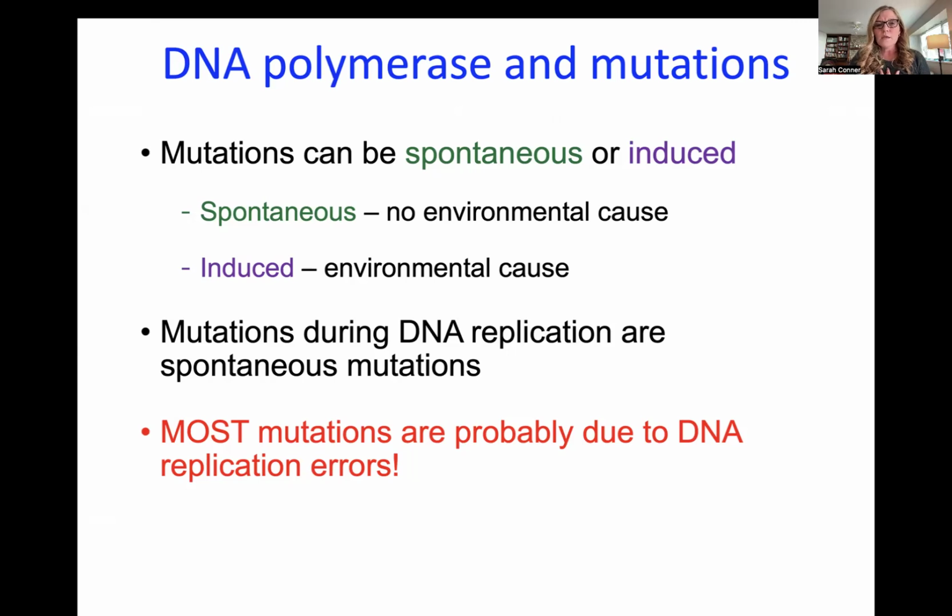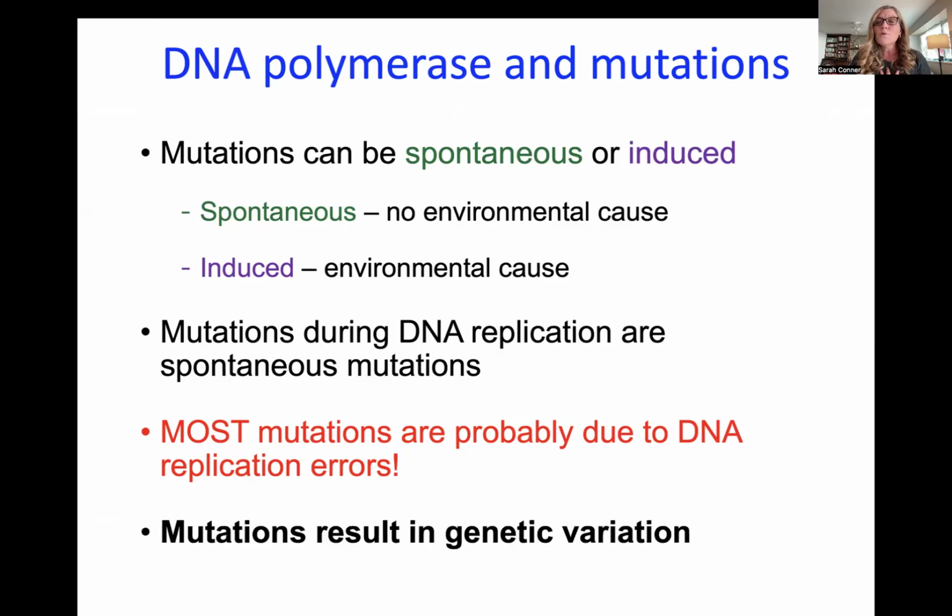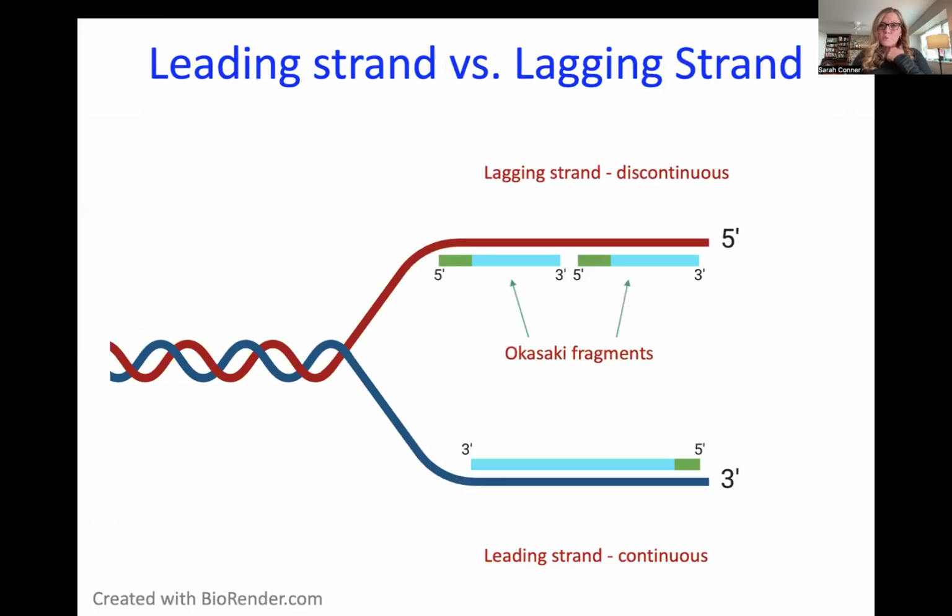And then again, most of them are due to DNA replication errors. And this again takes us back to the result. These mutations cause genetic variations, which we want. A couple of other different things is that there's a leading strand versus a lagging strand. And when we're looking at both of those, it's just how they're actually replicated within the process of replication.